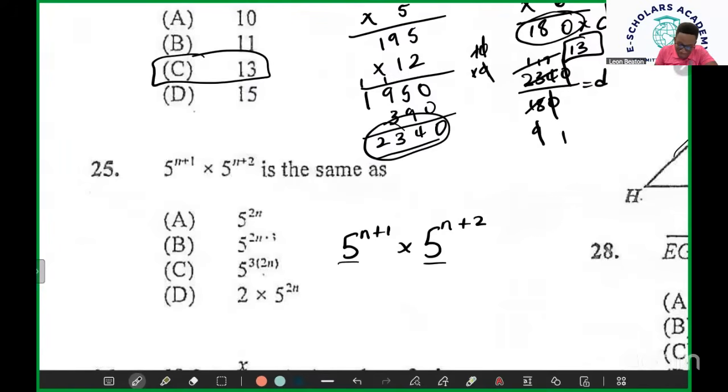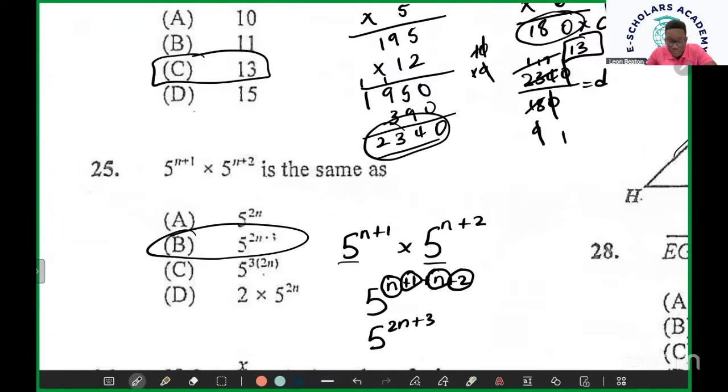So we know we keep the bases and we add the powers. So we have 5 raised to the n plus 1 plus n plus 2. Just add the powers. So n and n would give us 2n. 2 and 1 would give us 3. So 5 raised to the 2n plus 3, which is b. All right, b is the answer. 5 raised to 2n plus 3.